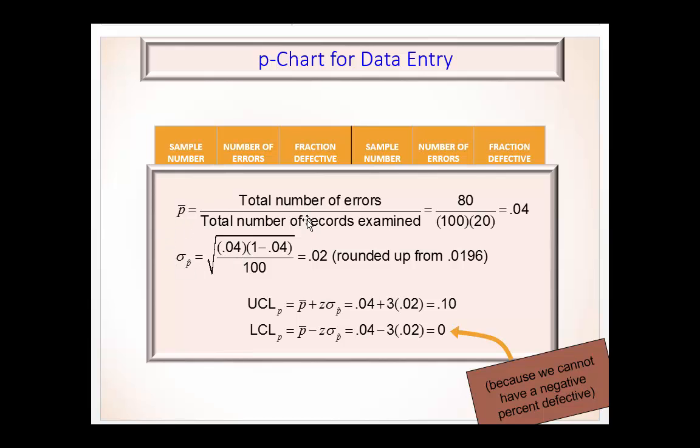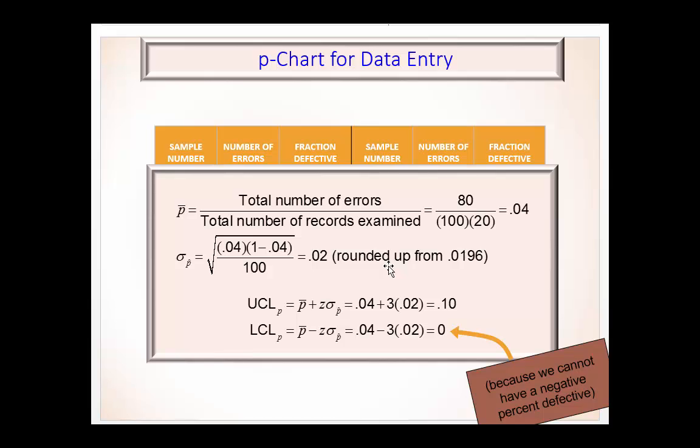We then calculate the standard deviation exactly the same as we had previously, right? You either have an error or you don't, so we have 4% errors and essentially 96% no errors. Divide that by our sample size, which is 100, same as our previous problem, and we find out that 0.02 is the number of errors, so 2% errors.